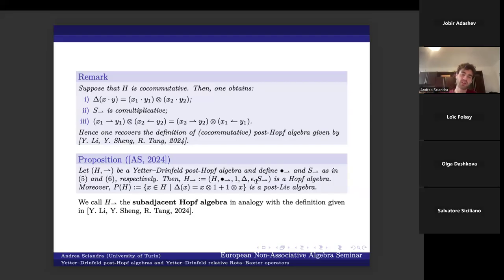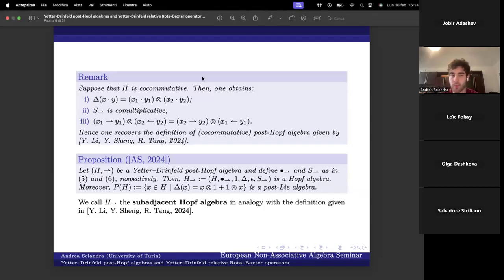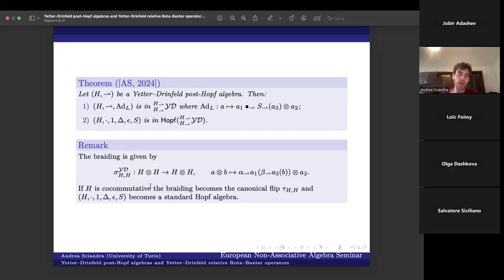Moreover, if we consider primitive elements of H, which are just the elements X of H such that the coproduct of X is X tensor 1 plus 1 tensor X, this is a post-Lie algebra, considered in fact with the bracket given by just the commutator and with this morphism here. So when we start with the Drinfeld post-Hopf algebra, we obtain a post-Lie algebra by considering primitive elements.